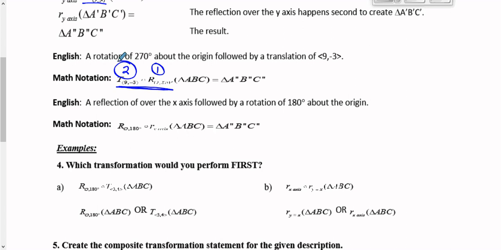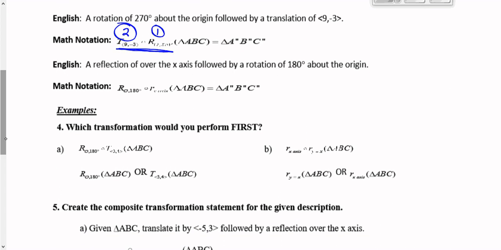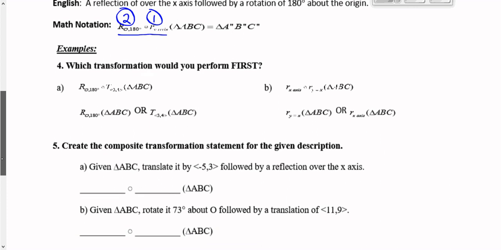1 and 2. So down here, a reflection of the x-axis followed by, or after, a rotation of 180. Which of these two things are we going to do first? Right here. So you always do the second thing first. Down here, take a second and circle the one you would do first. They give you the composite rule, and then down below you circle which one you're going to do first. We're going to do that right now.